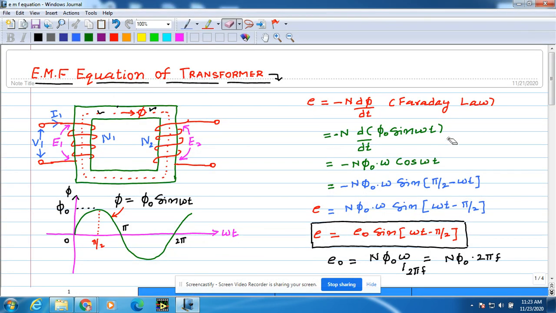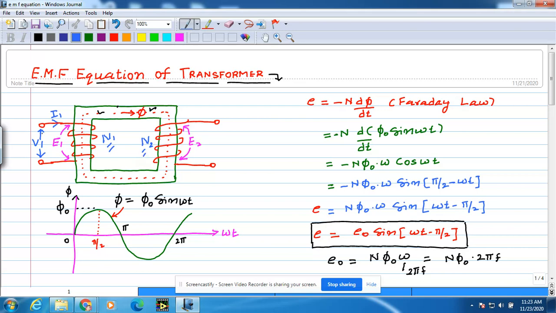Now, students, welcome again. In this lecture, we want to discuss the EMF equation of a transformer. A transformer is a static electrical device which transforms power from one circuit to another circuit. In this figure, we are indicating a two-winding transformer having N1 turns on the primary side and N2 turns on the secondary side.